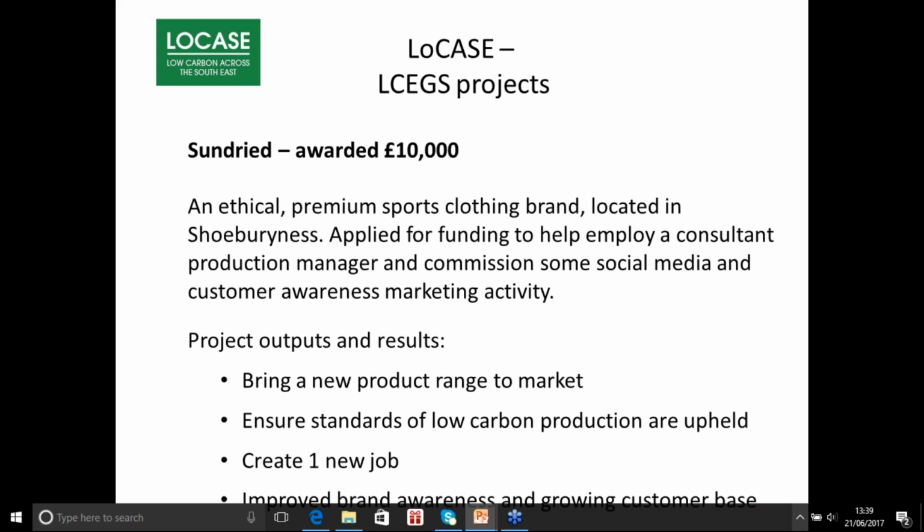For low-carbon projects, these are businesses in the low carbon sector. Sun-dried is a fairly new business making ethical premium sports clothing. They wanted some help to employ a consultant production manager, and they wanted some social media and awareness marketing for their product. We were able to help them bring a new product range to market and ensure that the standards of low carbon production were upheld through that consultant and production manager. They were creating 1 job, and they're growing their brand awareness and customer base as a result.